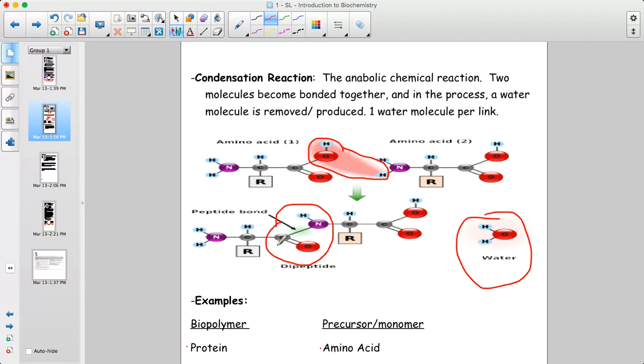So we have the remainder of the carboxyl group, we have the remainder of the amino group, and now we formed this new covalent bond. So for one covalent bond formed, we release one water as a byproduct. And now you have two amino acids linked, which is called a dipeptide. That's the first step in forming a protein.